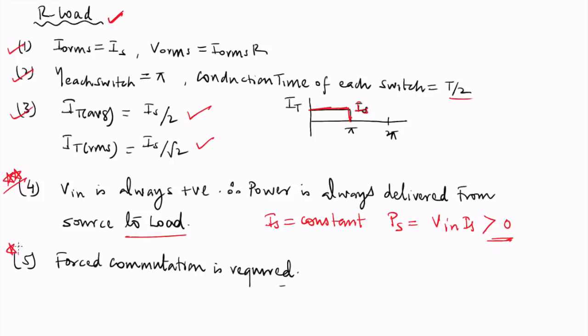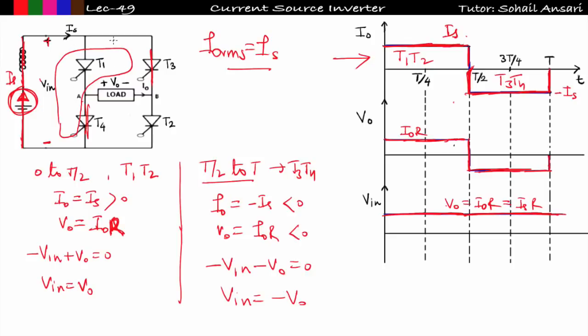Fifth point is also important, that is the force commutation is required. What do you mean by force commutation? Means we put an external circuit in order to turn off this thyristor, each thyristor. So see why force commutation is required, because for any value of time we are not reversing the polarity of voltage across any thyristor T1, T2, T3, T4. We are not doing like that. That is the reason here force commutation is required. While in case of capacitive load, I will teach you the capacitive load. By considering capacitive load, you will see that for some duration T1, T2 is getting reverse biased because of this output voltage. So I will let you know.